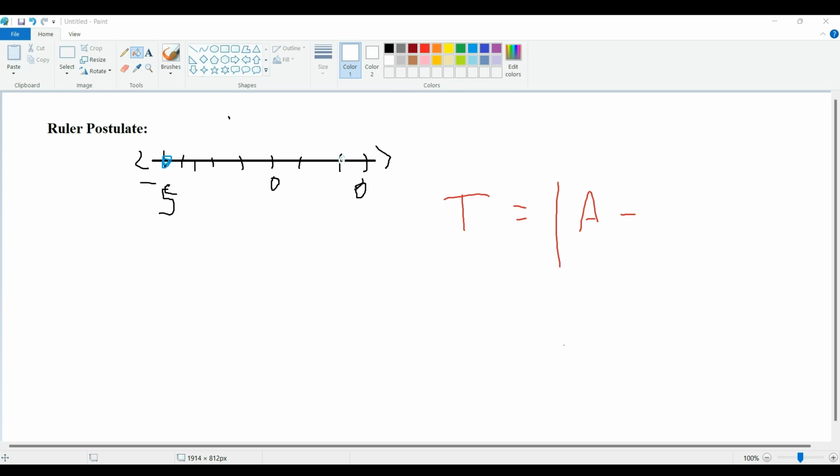Alright, postulate 2 is the protractor postulate. Pretty much in a protractor, you can go from 0 to 180 degrees. That's the full range of motion, depending on the degree that you are on. Alright, so now let's go into the more complicated ones.